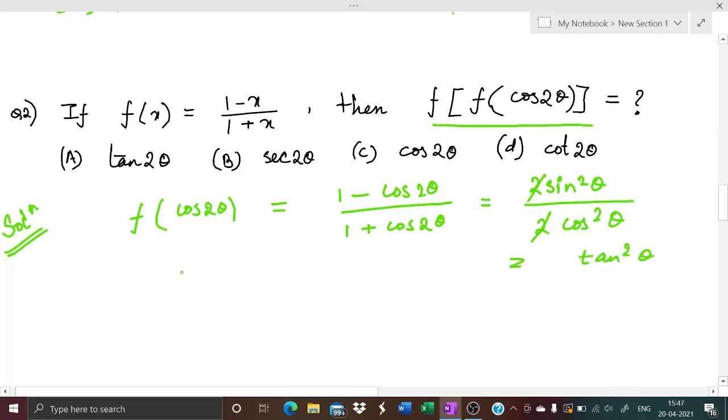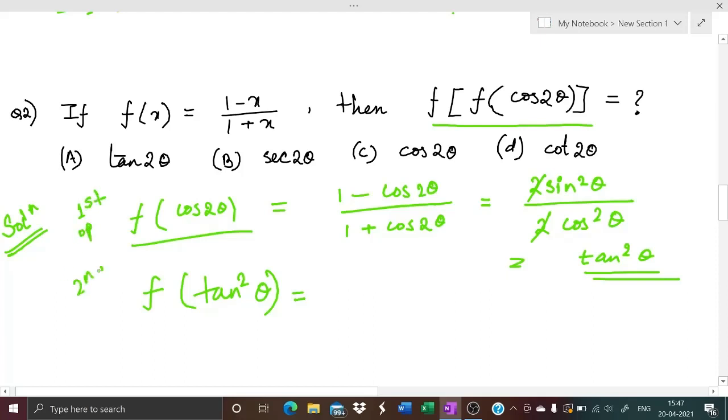Fine. Now again we have to find f of f of cos 2 theta. So it would be f of tan square theta, because f of cos 2 theta is tan square theta. So this is after putting the first operation, and this is the second operation. I will put tan square theta in place of x: 1 minus tan square theta by 1 plus tan square theta, which is equal to how much? Cos 2 theta, cos 2 theta in terms of tan theta.